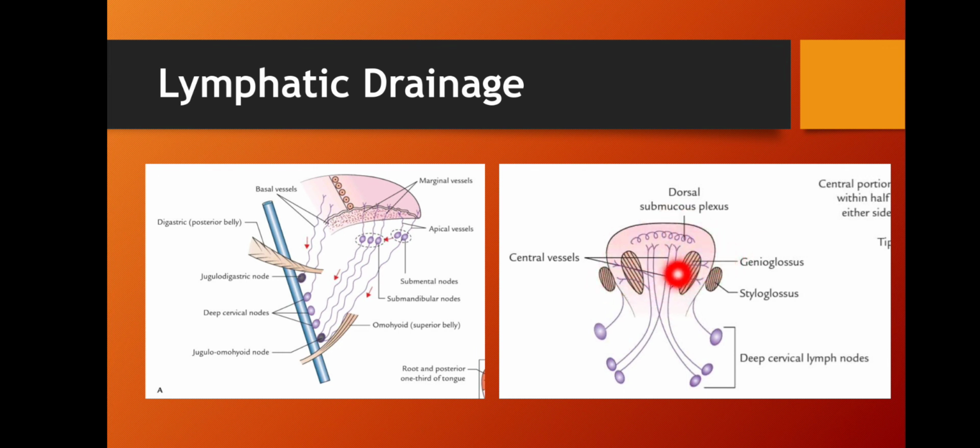Next one, along with those vessels, there are some central vessels. That means they will drain the lymph from the central portion of the tongue. This is the central portion of the tongue. They will drain the lymph from the central portion of the tongue. They are drained into deep cervical lymph nodes. Just draw these diagrams, it's more than enough.